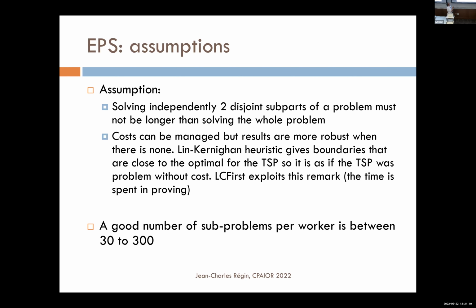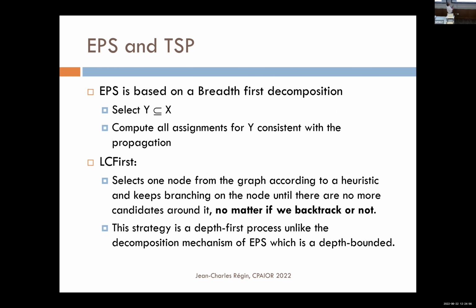The idea is that a good number of subproblems per worker is between 30 and 300. So if you have 10 workers, so 10 cores, you split, for instance, into 1,000 parts, okay? So does it work? The main problem with EPS and the TSP is that EPS is based on decomposition, and the decomposition is a breadth-first process. That is, roughly you select a subset of variables and you compute all the partial solutions for this subset of variables. It's going to give you a number of subproblems.